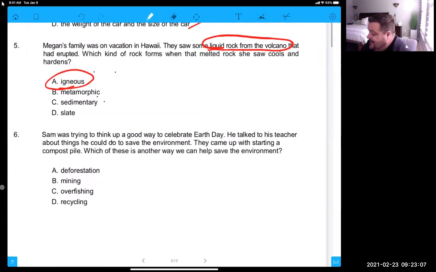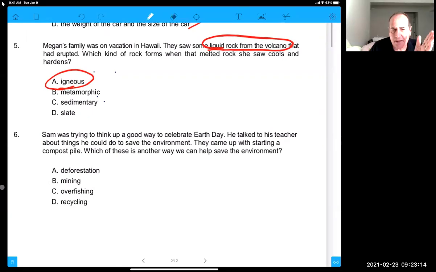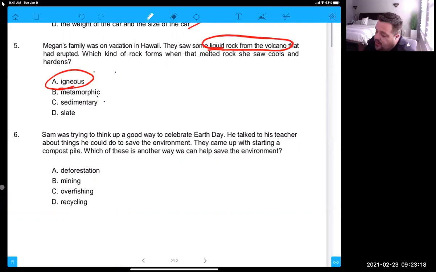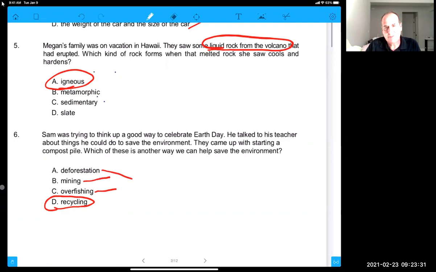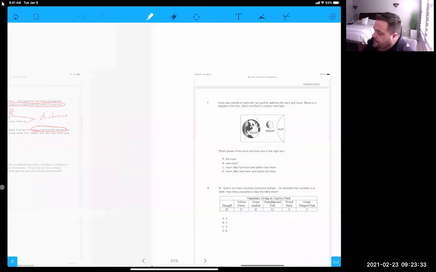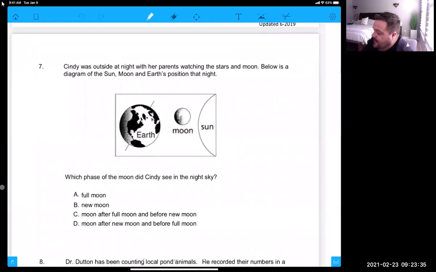Okay, so Sam wanted to celebrate Earth Day. He came up with some ways to do it. Only one is saving the environment. The only way, Miss Conklin, how can you save the environment? Only one of these is good for the environment, right? Overfishing means you fish too much. Mining means you dig big holes in the earth and tear it up. And deforestation means you cut down all the trees. Too much. Make sure you know what those mean. All right, number seven. Pause and get your answer.